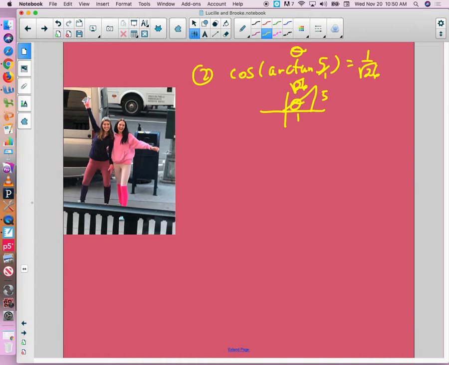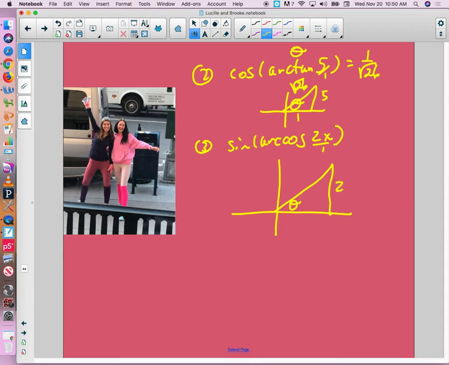All right, so now what happens on number 3? Sine of arc cosine of 2x. Same thing. I'm going to go up here. I do not actually know if this is positive or negative. But we talked about the other day, it doesn't matter. I may talk about it a little bit. But you can draw it in the first quadrant. Cosine is opposite over hypotenuse.